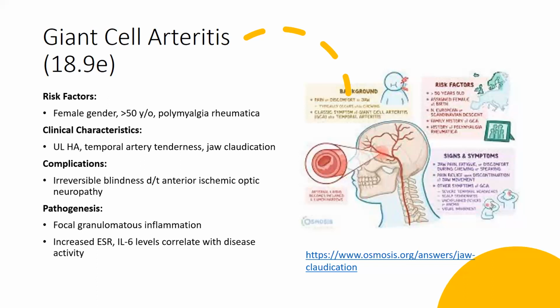Temporal artery. What does the temporal artery branch off of? So you can kind of start to figure out, okay, these are the type of questions they might ask in association with this pathology. Risk, again, female gender, 50, and polymyalgia rheumatica. I think the most common things they would ask about is stuff associated with temporal artery and stuff associated with these two cytokines or markers of inflammation.